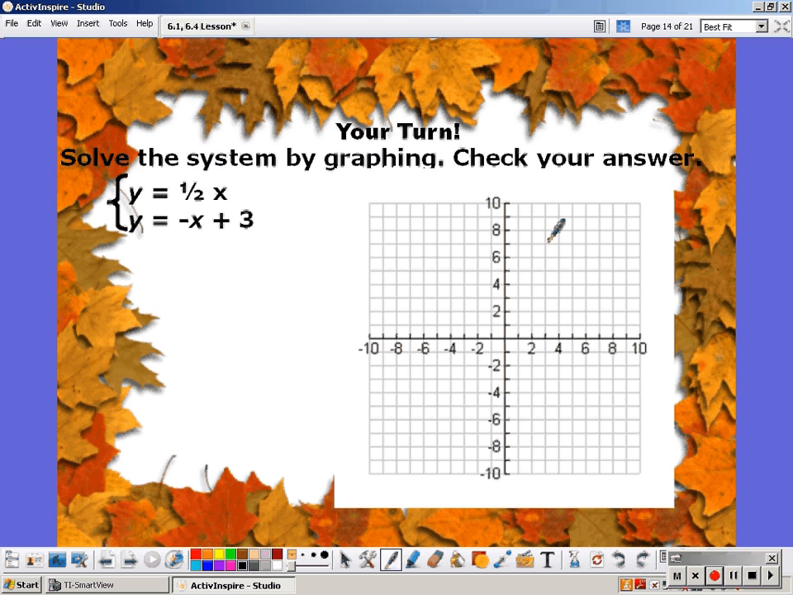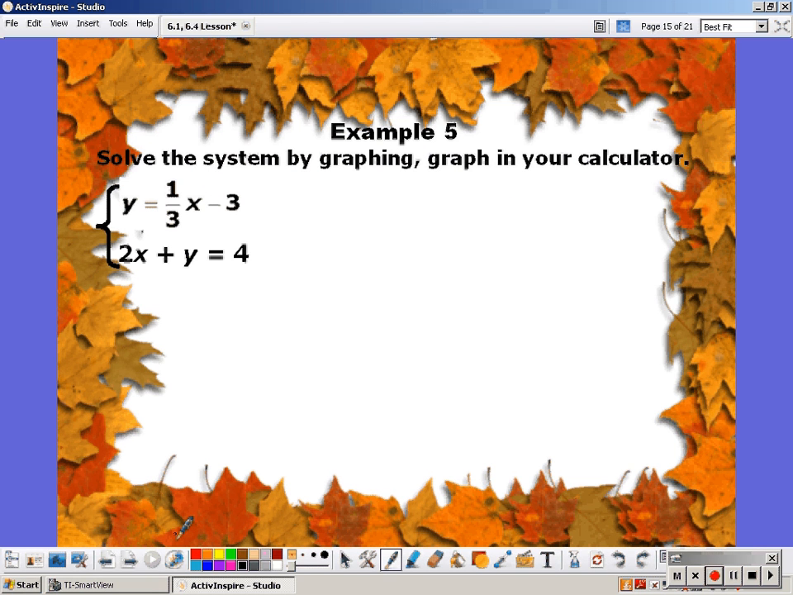Now it's your turn. You graph this line, then you graph that line, find out where they intersect, and then get the coordinate of the intersection, and then plug it back in here and here. Okay? And remember, 1/2 is your slope. You don't see a y-intercept, so that's like +0. See, you pause the video and try that and see if you can find a solution.